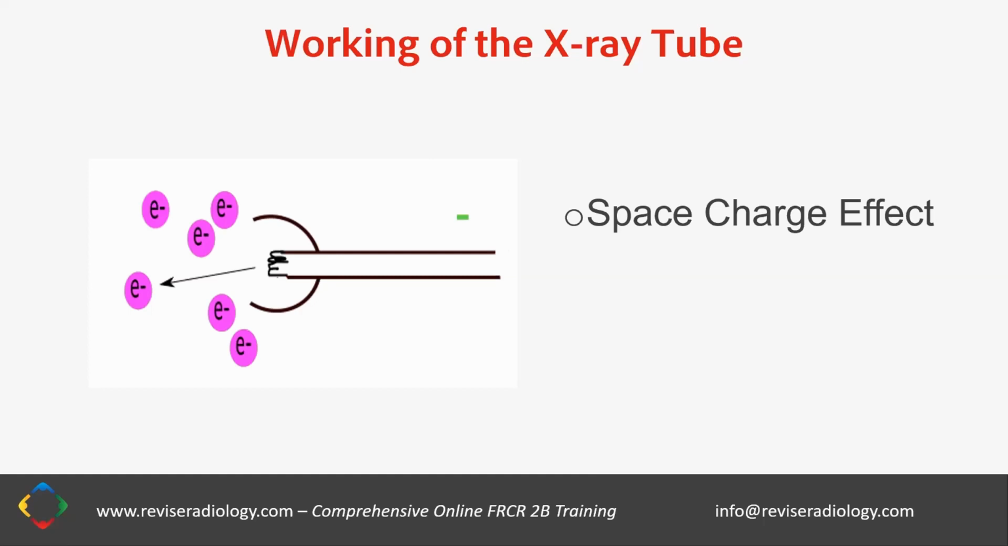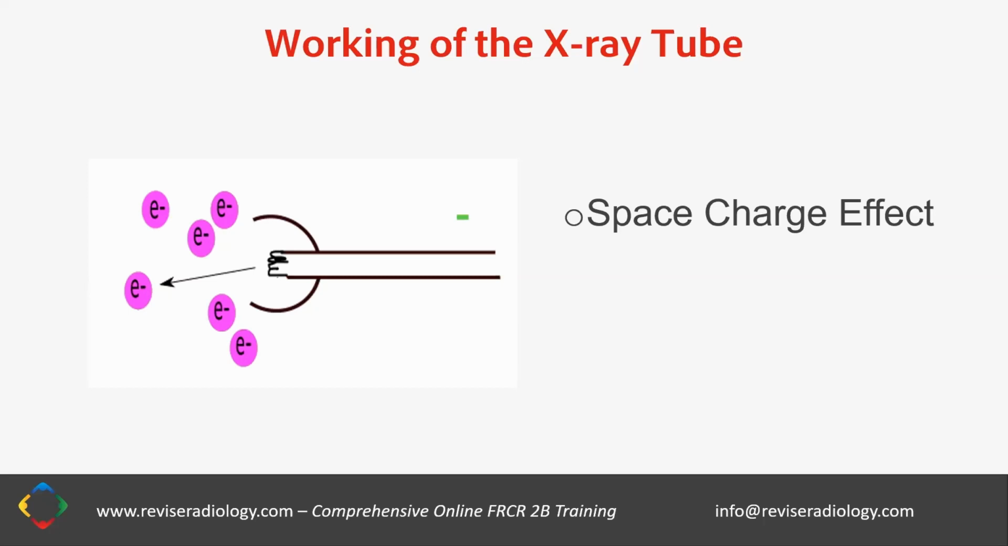Before I tell you what happens to the electrons which are released, there's also something I want to mention, which is called the space charge effect. As we've discussed in the first webinar, like charges repel and opposite charges attract. So, if a lot of electrons are released by the filament, they can cluster in the space around the filament. And because they're negative, the electrons which leave the filament will not be able to travel through them, and fewer electrons will be produced. This is called the space charge effect.